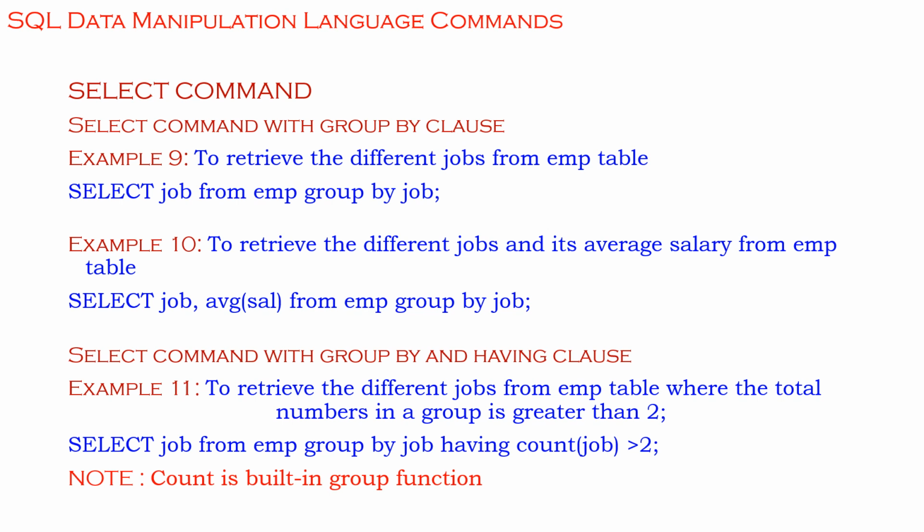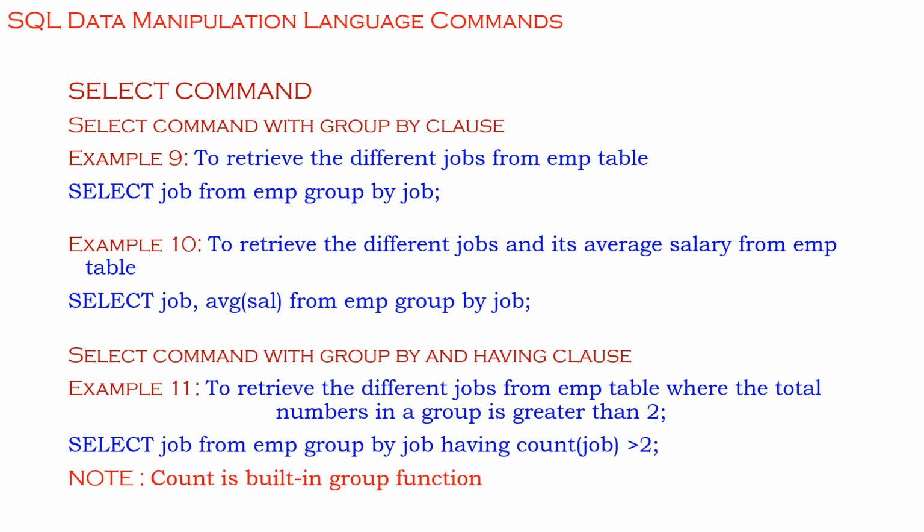And next is example 11, select command with group by and having clause. Okay, so in your group by clause, you can also have one more additional clause added to it, the having clause. Just look at the example there. To retrieve the different jobs from employee table where the total number in a group is greater than 2. So I'm going to group by job having count of job greater than 2.